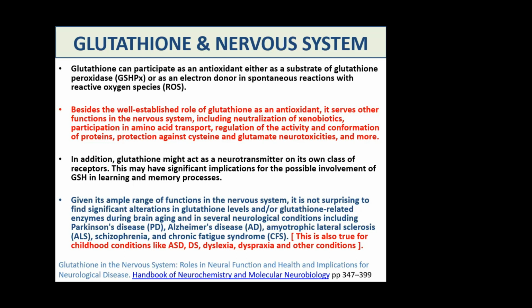Given its ample range of functions in the nervous system, it's not surprising to find significant alterations in glutathione levels and/or glutathione-related enzymes during brain aging, and in several neurological conditions, including Parkinson's disease, Alzheimer's disease, ALS, right? That's Lou Gehrig's disease, schizophrenia, and chronic fatigue syndrome. And this is also true for childhood conditions like ASD, Down syndrome, dyslexia, dyspraxia, and other conditions.